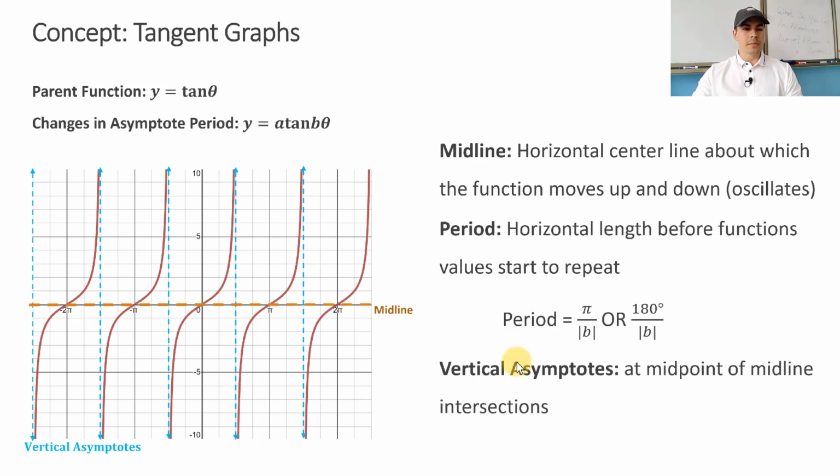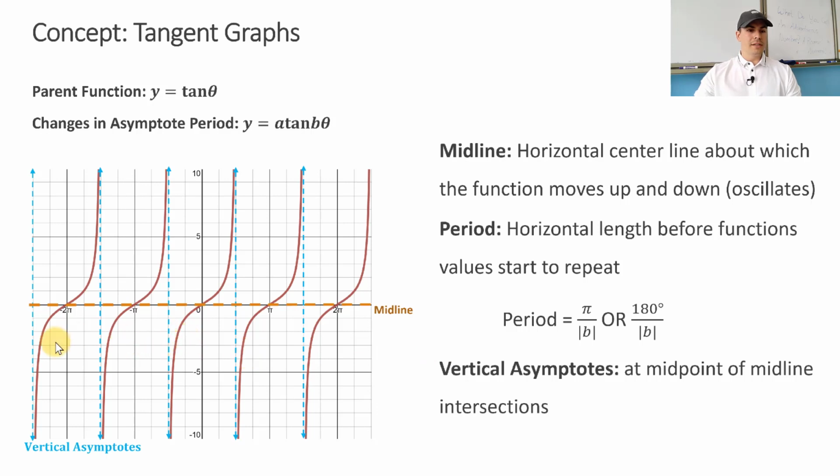So now our vertical asymptotes are going to be in between where our function intersects our midline. So notice here I have a midline intersect here at 0. I also have one here at pi. So I would have a vertical asymptote in between there at pi over 2. Likewise, when I go this way, I have another midline intercept at negative pi and one here at 0. So I'm going to have a vertical asymptote right in between there at negative pi over 2. So my period of just tangent theta would be pi.